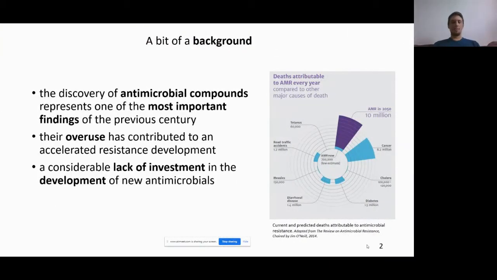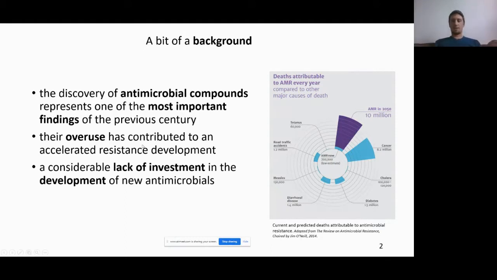Now, to understand the project a bit better and to have an idea of the reasons why we are doing what we are doing, let's first have a look at the historical background and current problems surrounding the use of antimicrobials. It's widely accepted that the discovery of antimicrobial compounds represents one of the most important findings of the previous century. However, the overuse of antimicrobials has contributed to accelerated resistance development, leading to the evolution of multi-resistant bacteria, which, maybe you've heard, are commonly known as superbugs.